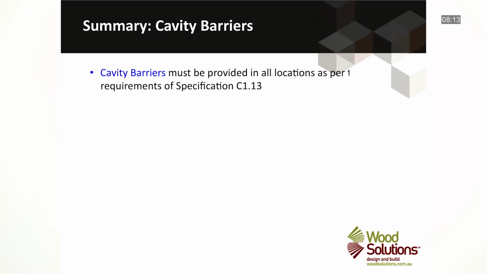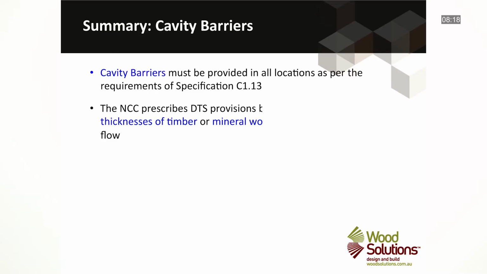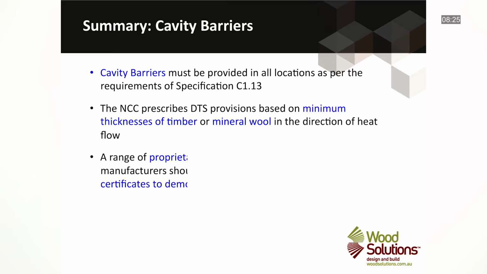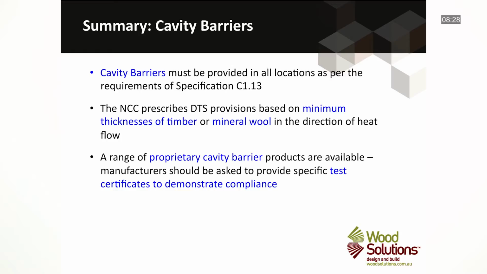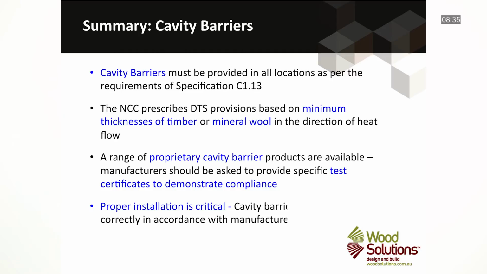In summary, cavity barriers must be provided in all locations as per the requirements of specification C1.13. The NCC prescribes DTS provisions based on minimum thicknesses of timber or mineral wool in the direction of heat flow. A range of proprietary cavity barrier products are available. However, it is important that manufacturers provide specific test certificates to demonstrate compliance. And proper installation is critical in relation to the performance of cavity barriers in the event of a fire. So cavity barriers must be installed correctly in accordance with manufacturer's instructions.